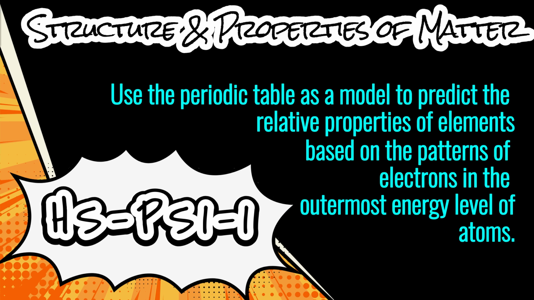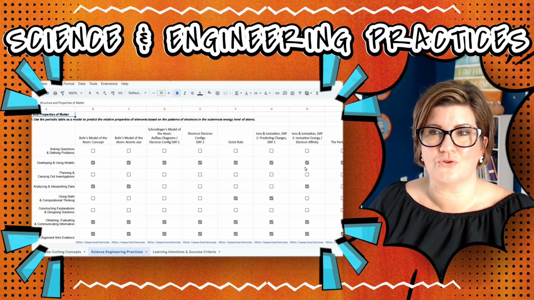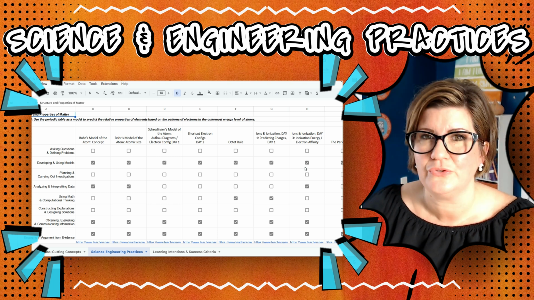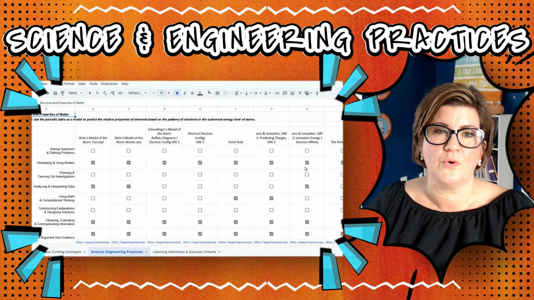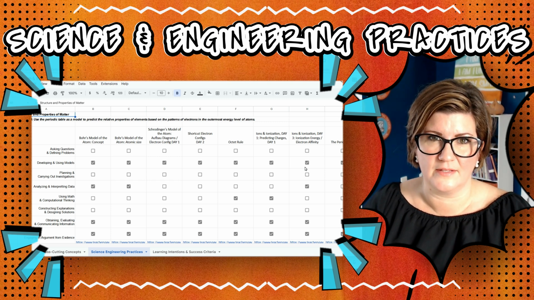So this standard falls under the umbrella of structure and properties of matter, using the periodic table as a model to predict the relative properties of elements based on the patterns of electrons in the outermost energy level of atoms. Also within the NGSS, and really what's driving this lesson as an active learning, inquiry-based, student-centered lesson, is the incorporation of science practices and cross-cutting concepts.